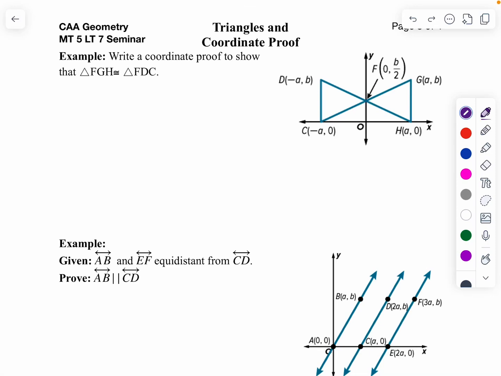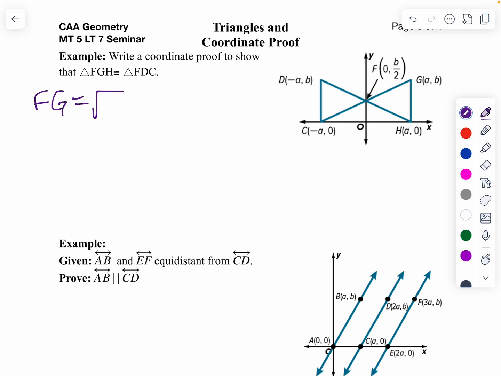First proof, I've placed the triangle for you. And so we just want to do the proof to show that the triangles are congruent. One way, let's use the distance formula. And let's start with FG.